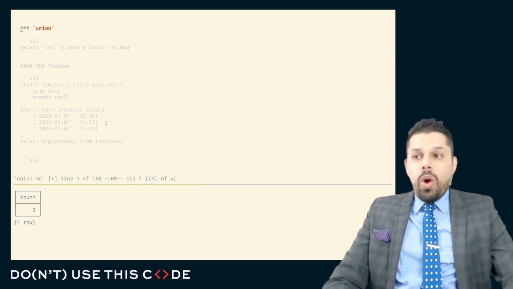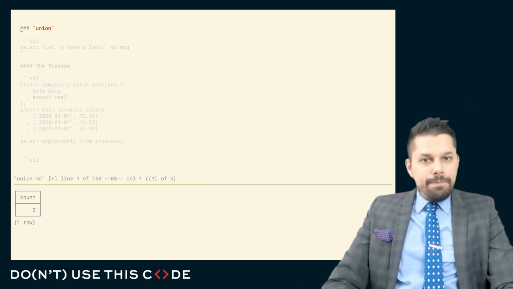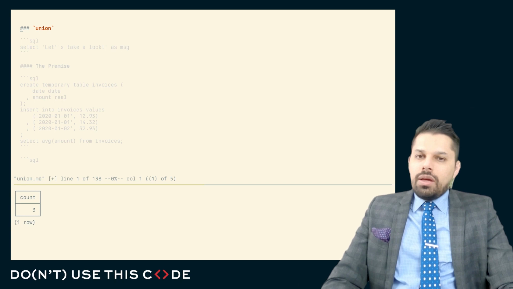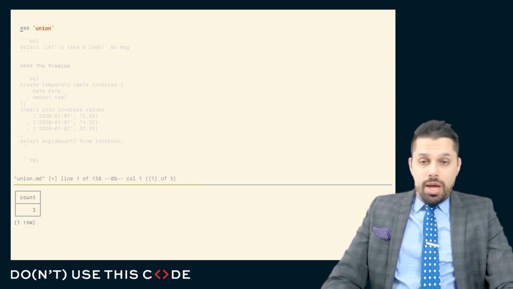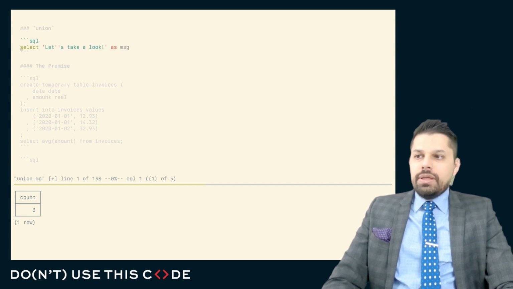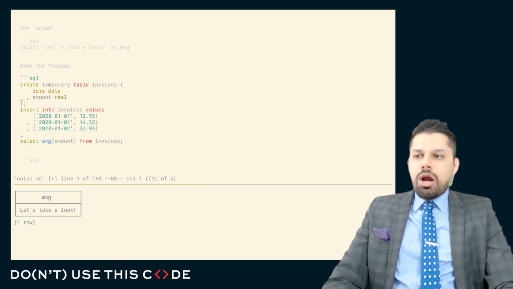With that said, why don't we take a look at our next possible SQL mistake? I want to talk about sets, and I want to talk about the union operation in SQL. Let's take a look. Here's our premise.